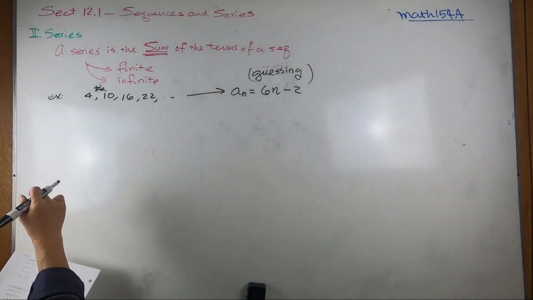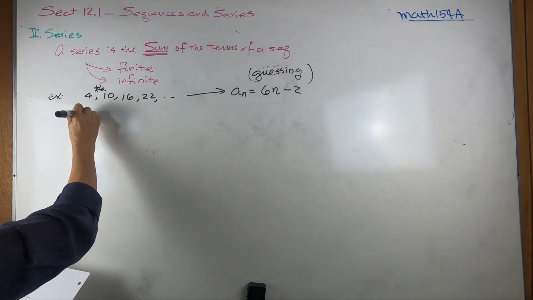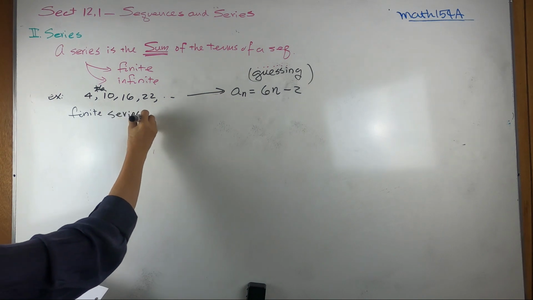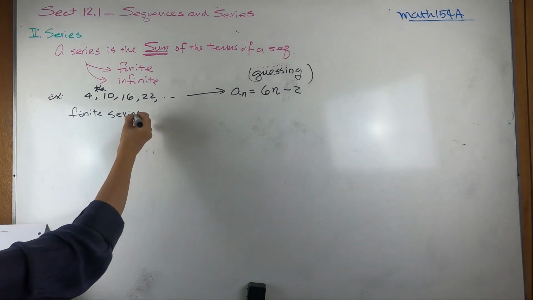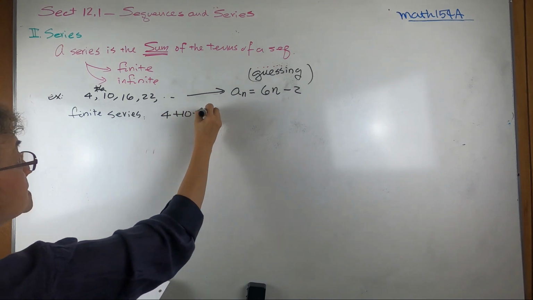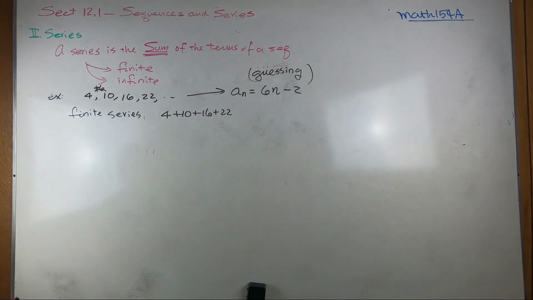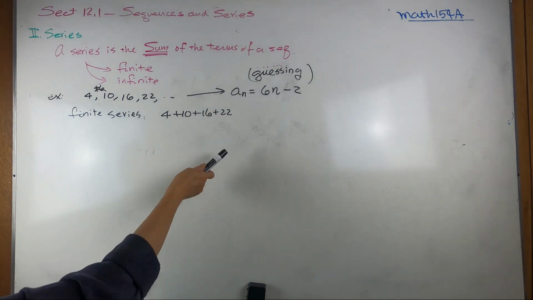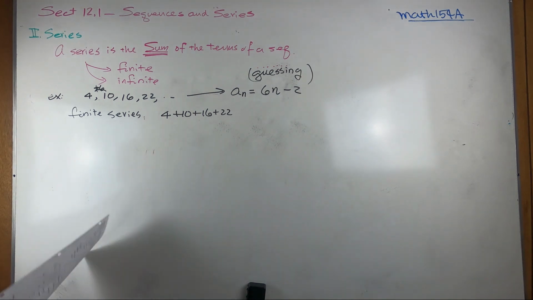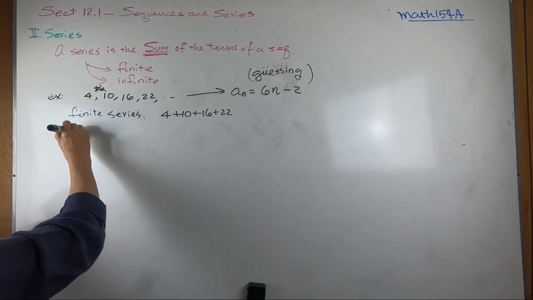Then let's talk about finite series. For the finite one, it means what? If I add 4 of them together, I will do 4 plus 10 plus 16 plus 22. Then I find the answer, right? That would be the result. You add them together, and it becomes the total of various cases.